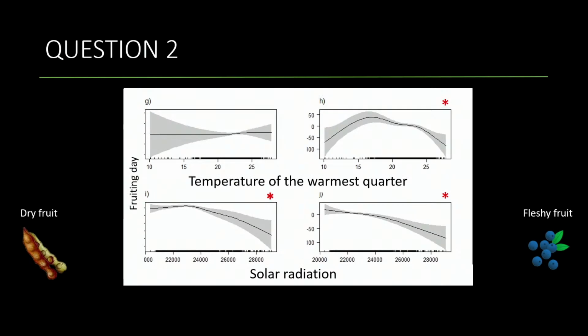Temperature of the warmest quarter affected only fleshy fruit, and we found that fleshy fruit tended to fruit earlier when the temperature of the warmest quarter was low, and when it was high. And then higher solar radiation resulted in earlier fruiting phenology for both dry and fleshy fruit.